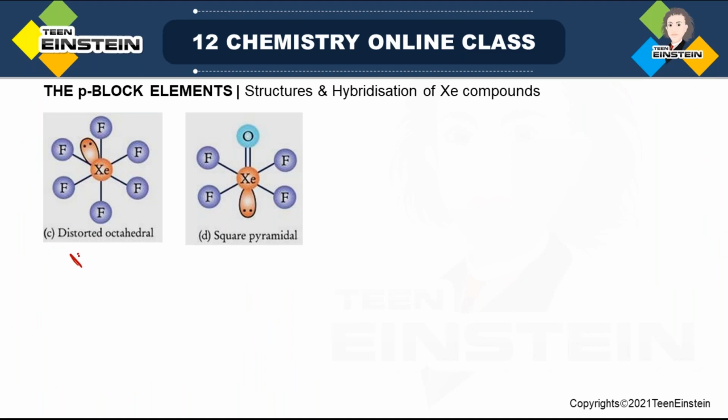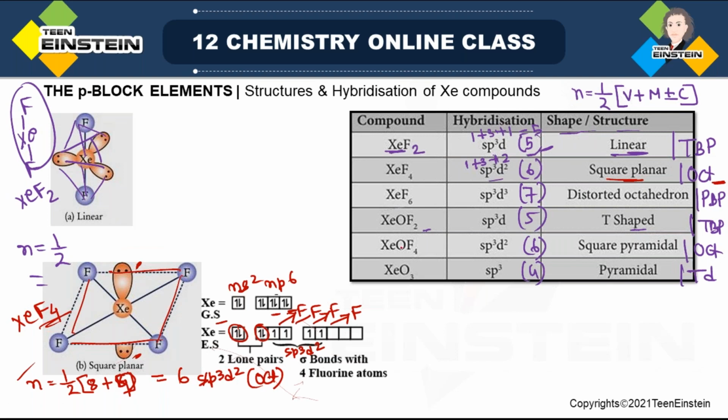Next slide, now we have XeF6. So half of 8 plus 6 plus 0, 14 by 2, 7. Now when it is 7, look at the previous one. It is sp3d3 hybridization, it should be PBP, pentagonal bipyramid, and you have a total of F6. That means if you are following this PBP geometry, it will be like this.